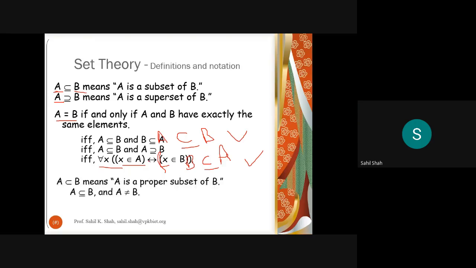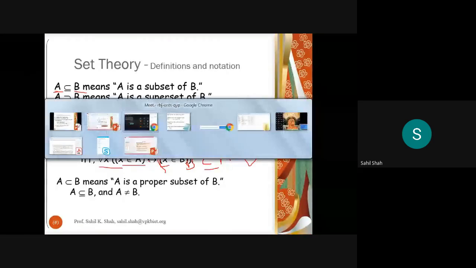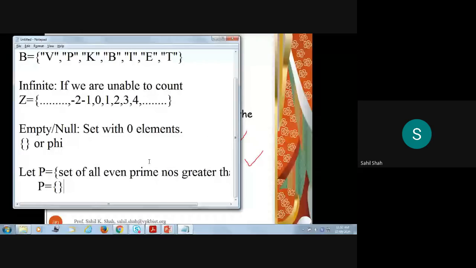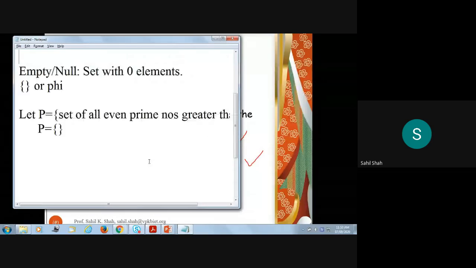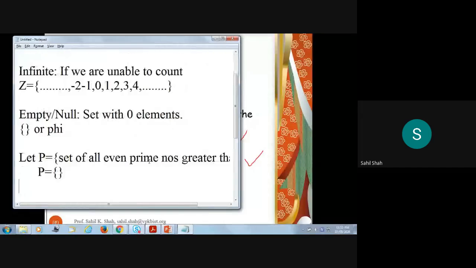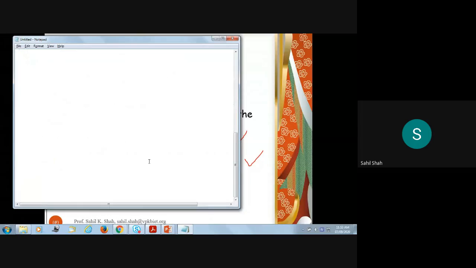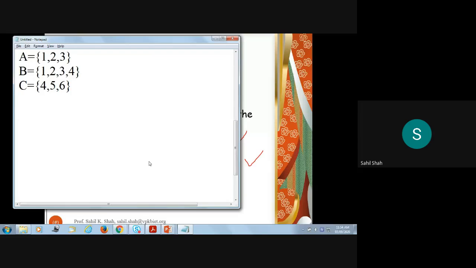Now, moving further. I think you would be confused a little bit, so let us take a few examples before we move further. Let A be a set {1, 2, 3}, B a set having elements {1, 2, 3, 4}, and C a set having elements {4, 5, 6}. Can you tell me the relationship between sets A, B, and C?